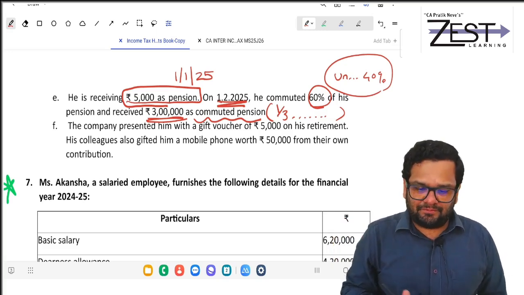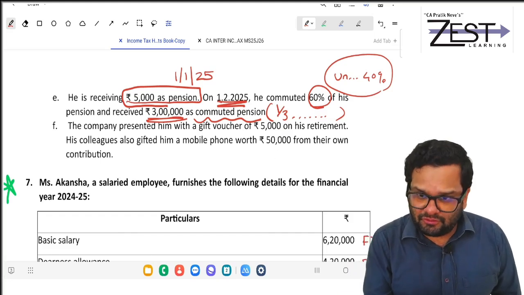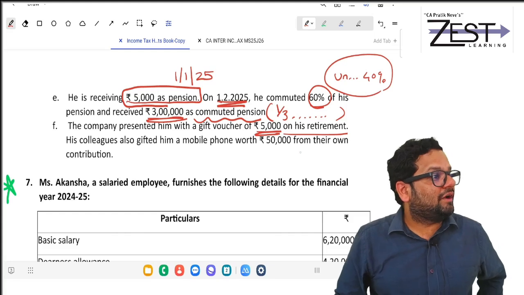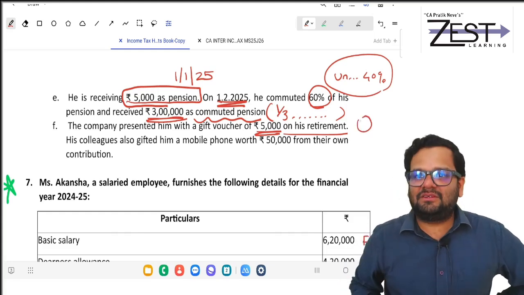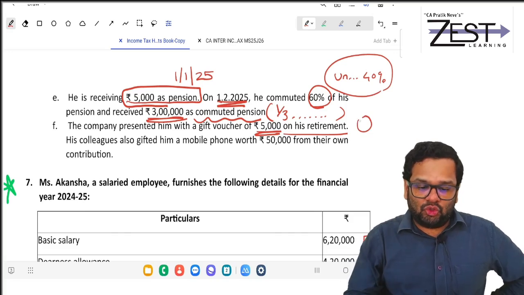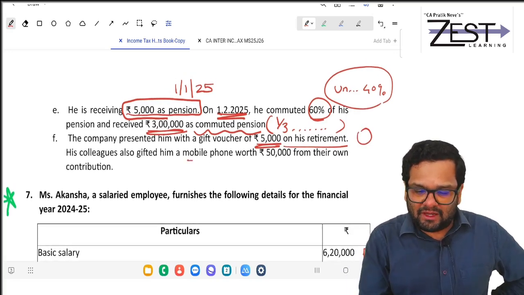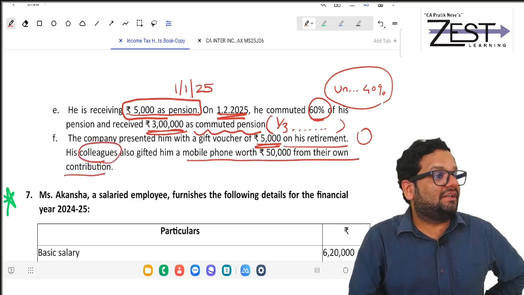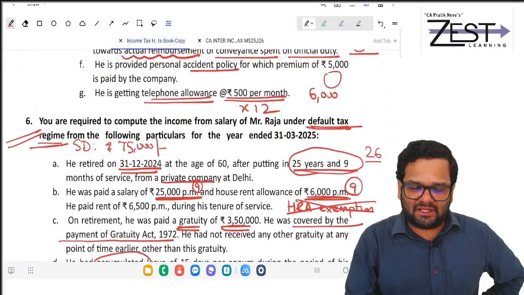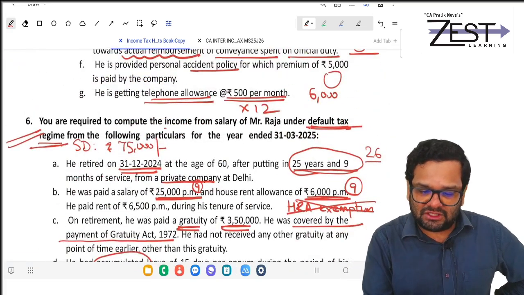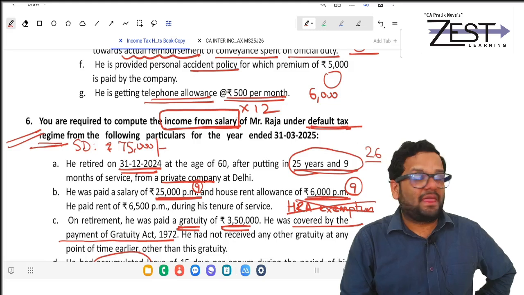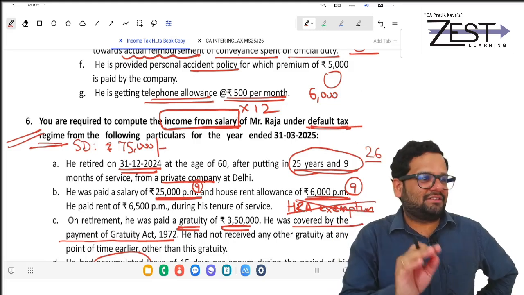Company presented him with a gift voucher of 5,000 on his retirement. You know, gift voucher is not taxable up to 5,000. So here it will become 0. And don't do anything with the mobile phone. 50,000 is gifted by his colleagues. It's not taxable under the head salary. You have to just calculate income from salary. Focus on that. Each and every element I have discussed with you.